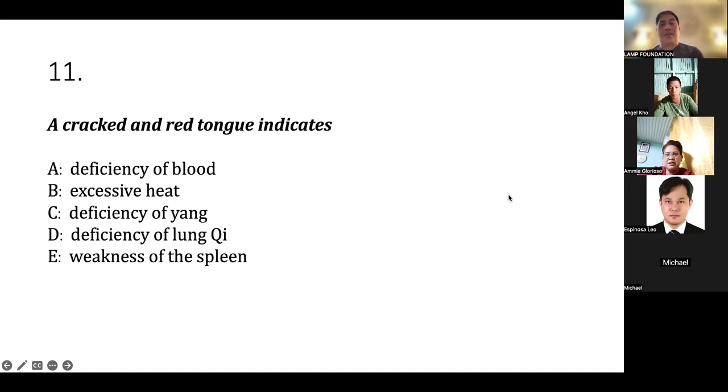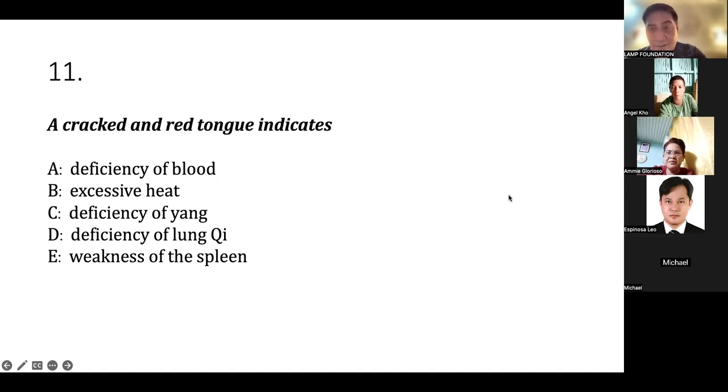Actually, let me comment on this question. Hindi ako gumawa ng question, okay? A crack and red tongue. So you have a tongue that is red with cracks. If this is empty heat or yin deficiency with empty heat, walang choice, no? Walang option, di ba? Wala po. So, deficiency of blood, hindi naman red yung tongue.